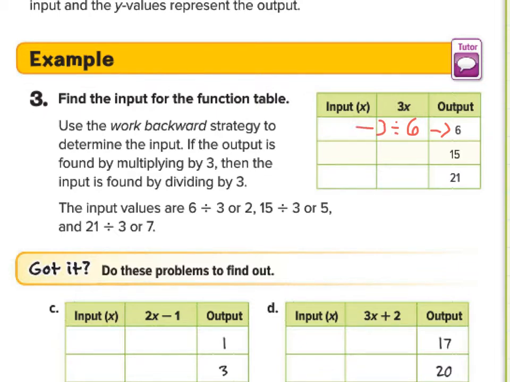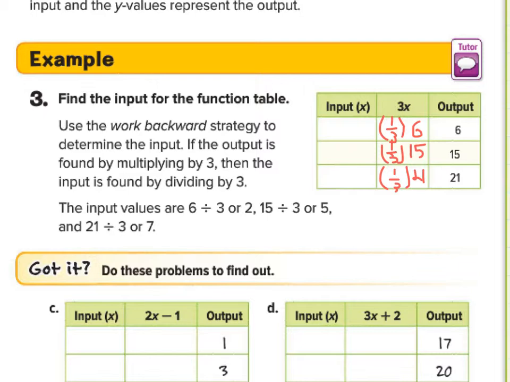So I wrote that wrong, but I'm just trying to show you the direction that I'm moving in. The way we would want to write that is by writing the reciprocal of the 3. So it would look more like this: 6 times 1/3, 15 times 1/3. The reciprocal, remember, is the number flipped. And 21 times, again, 1/3.